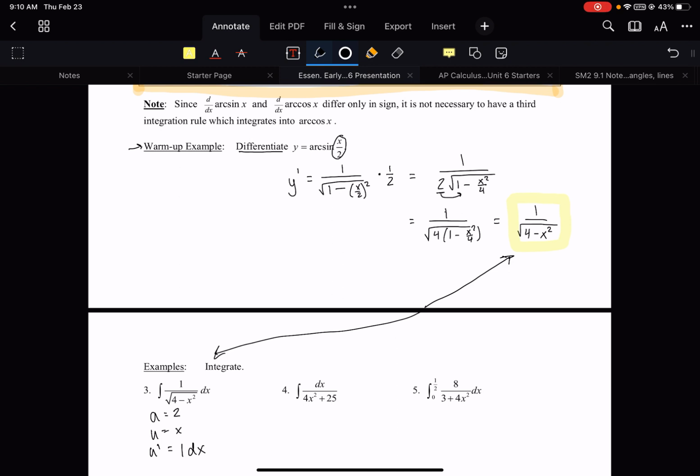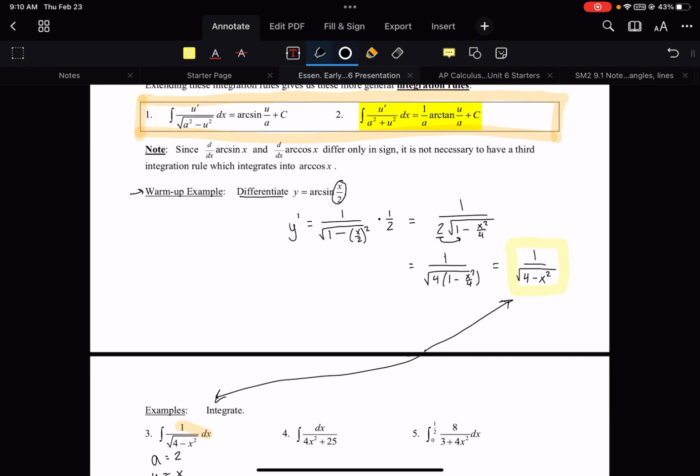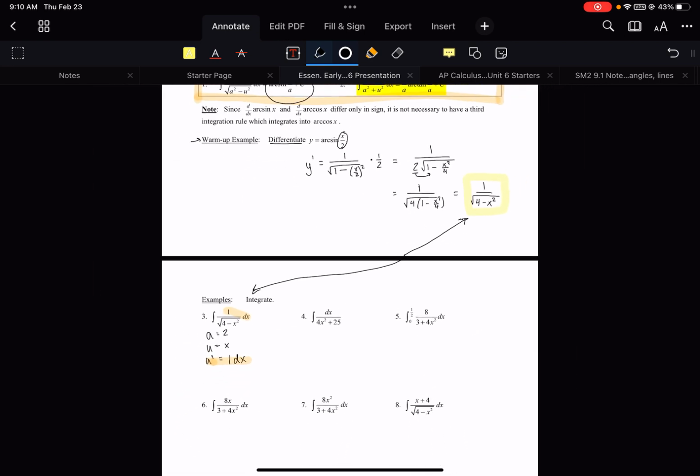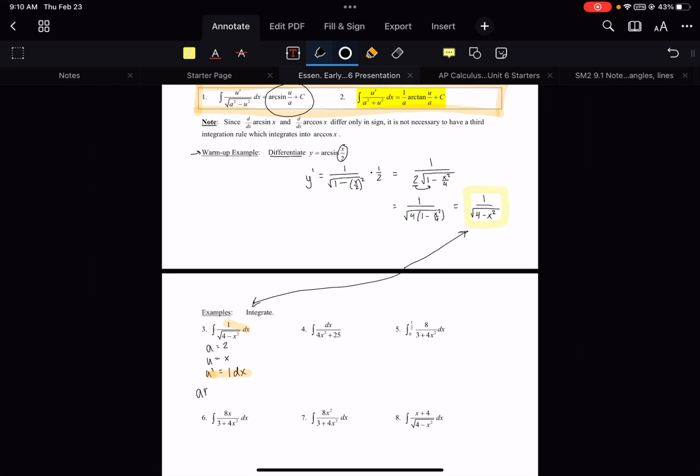So just like anytime you have u's in your problem, you want to make sure u primed does show up somewhere in your integrand. And in this case, it does. If not, we have to modify to force it to show up. Once we have our a, u, and u primed, we're just going to plug it into this formula right here. The arc sine of u over a plus c. So my integral is the arc sine of u over a plus c.